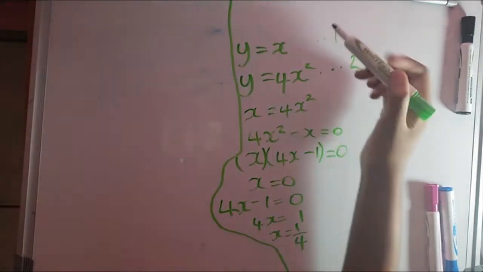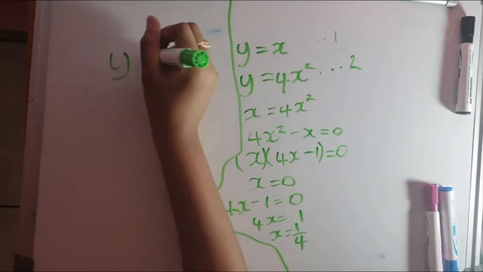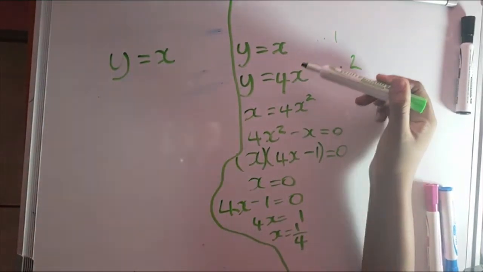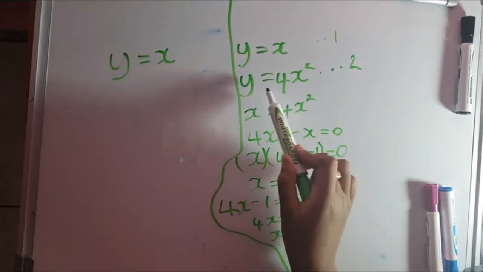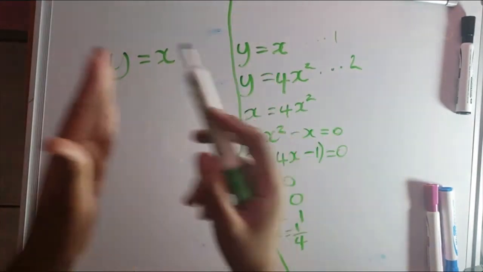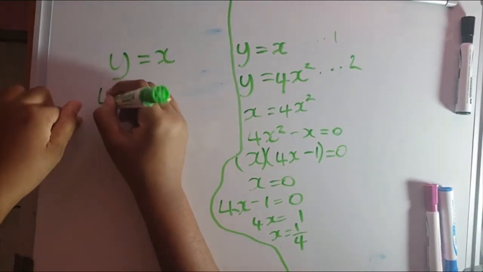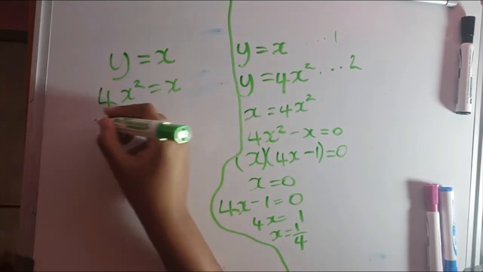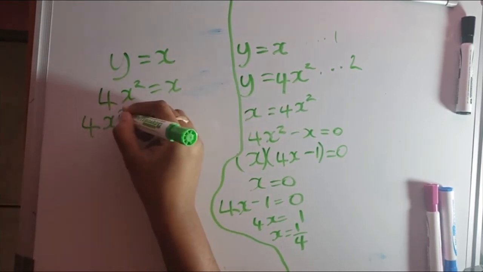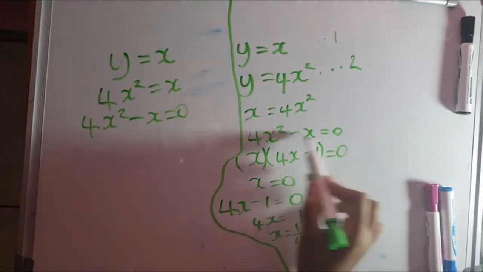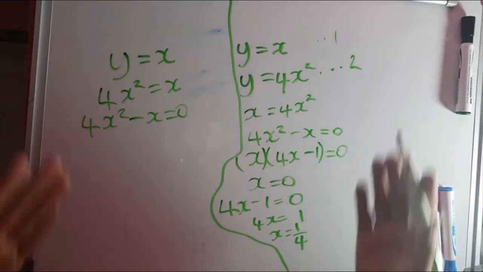So we have equation 1, sorry for my handwriting, and we want to put equation 2 into equation 1. So it says y is equal to 4x squared. So y is equal to this. We're going to take this and put it into that y. So 4x squared is equal to x. 4x squared minus x is equal to 0. See? It all adds up, so it doesn't matter.